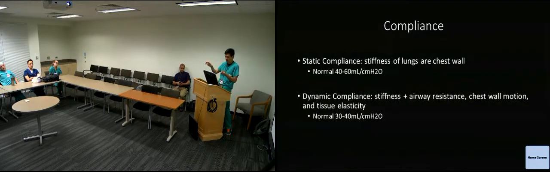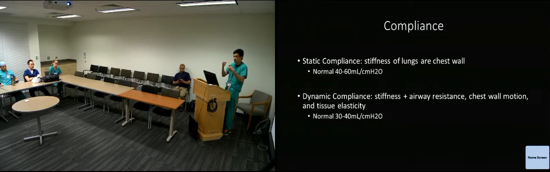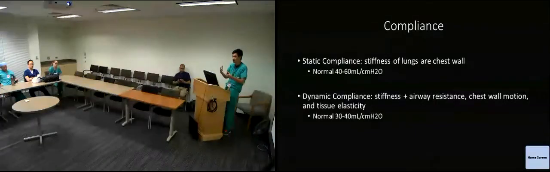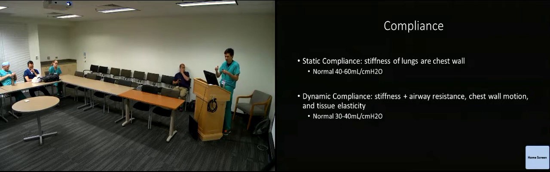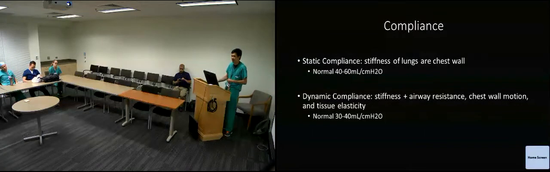And then dynamic compliance takes into account not only the chest wall and the lungs, just like peak pressure, it's taking into account airway resistance, chest wall motion, so when your chest is moving, and your tissue elasticity. So your compliance when your lung's in motion is going to be lower than when it's still, okay? Not moving air, okay? So static compliance is like plateau pressure, like air's not moving. And then dynamic compliance is like peak pressure, when air's moving, you've got wall motion, things like that, okay?